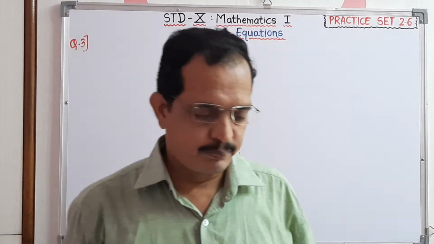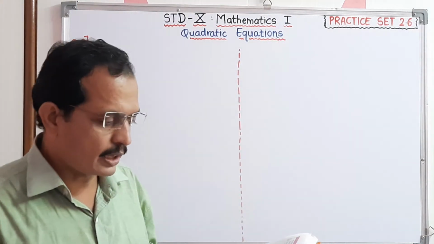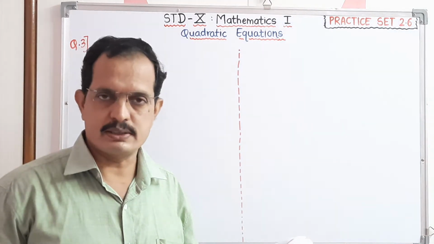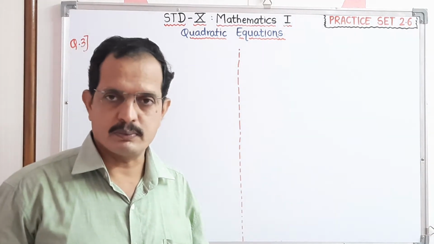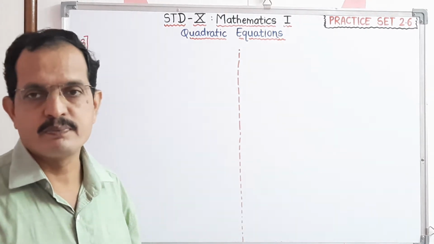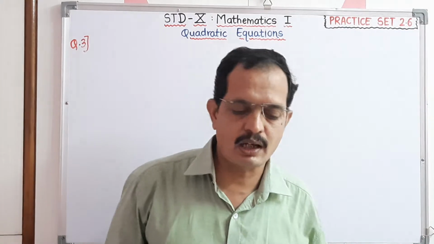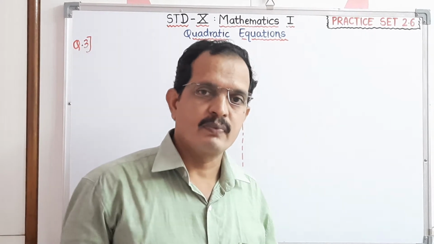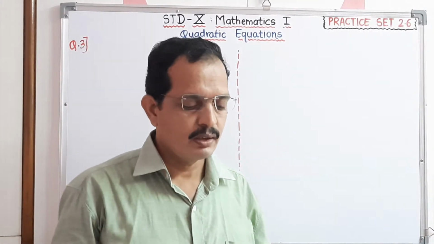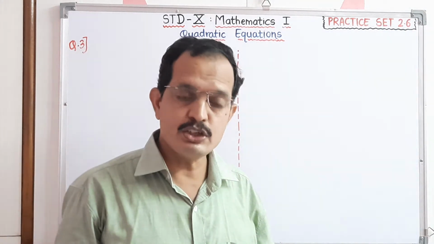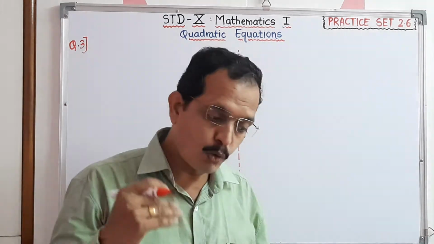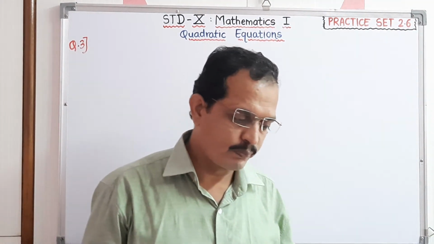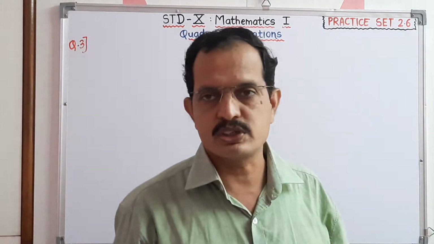Let's see the third sum. In the orange garden of Mr. Madhusudan, there are 150 orange trees. That means Madhusudan has a garden of orange trees, and the total number of orange trees is 150. These trees are planted row wise and column wise. The number of trees in each row is 5 more than that in each column. Find the number of trees in each row and each column with the help of the following chart.